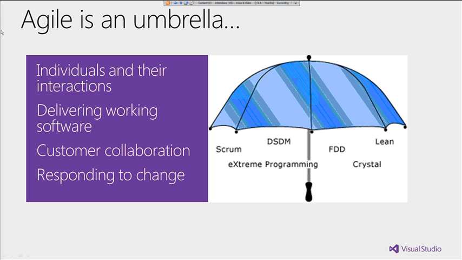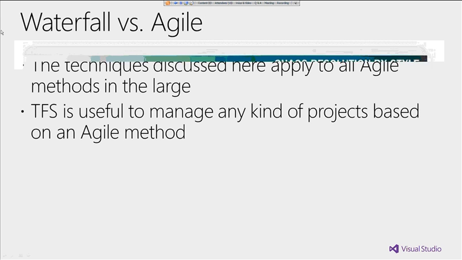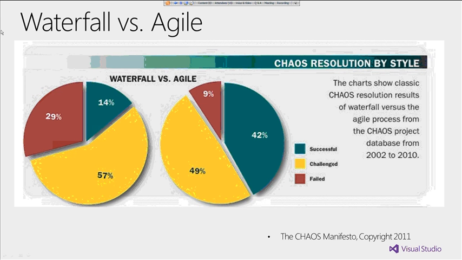So, as I mentioned, since it's an umbrella, the techniques that we discuss here will be applicable to all Agile methods in general. And based on my experience, I can tell you that TFS has been useful to manage any kind of projects based on an Agile method, even Waterfall ones. But talking about that, let's refer a little bit to the difference between Waterfall and Agile and what's been happening in the last few years as we compare both.